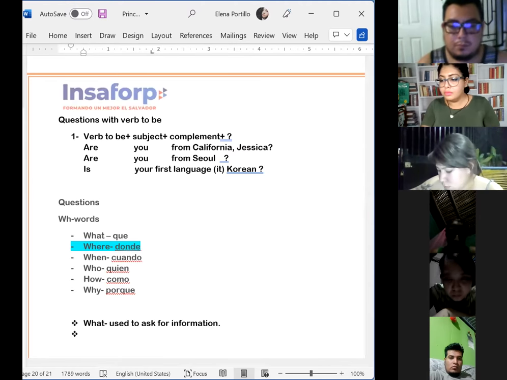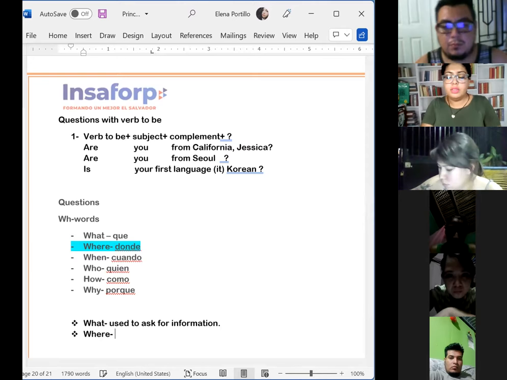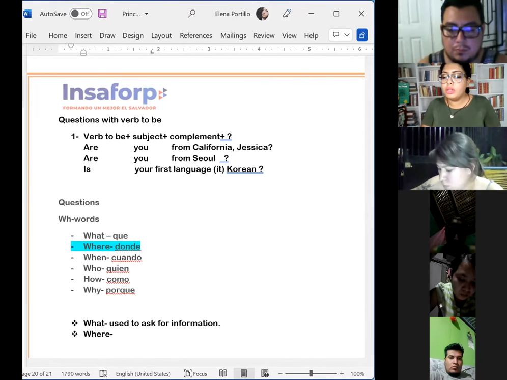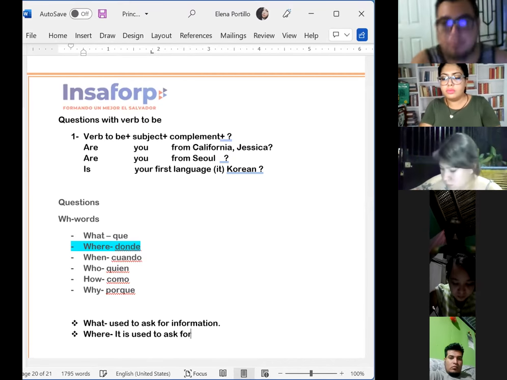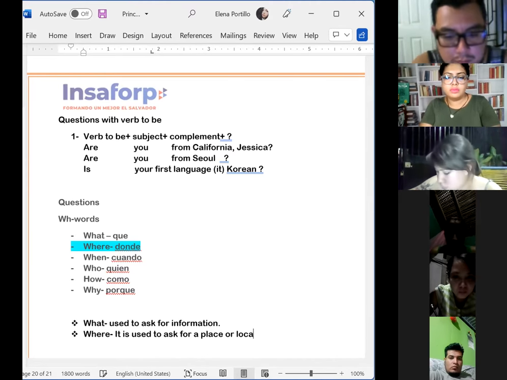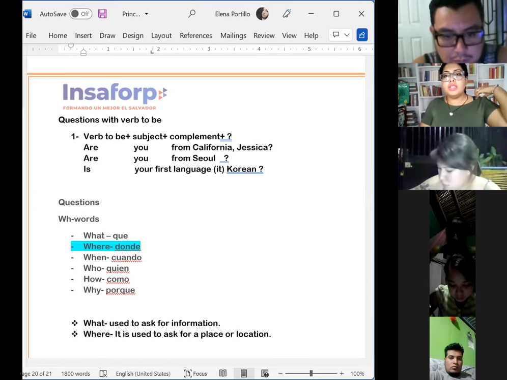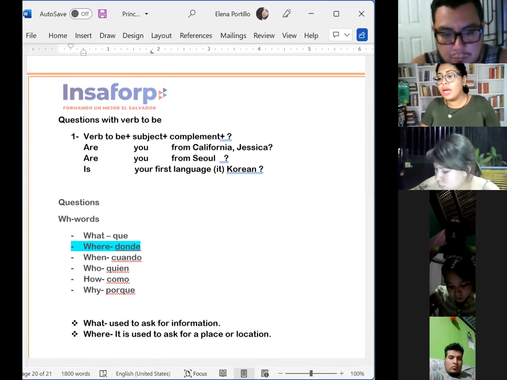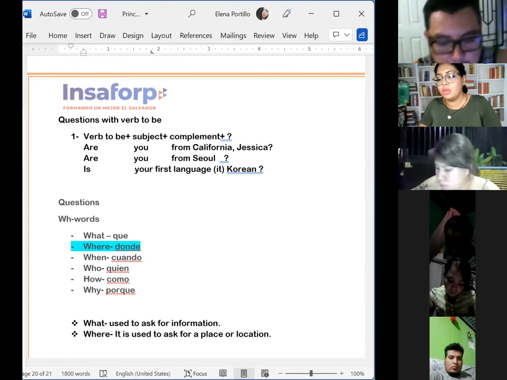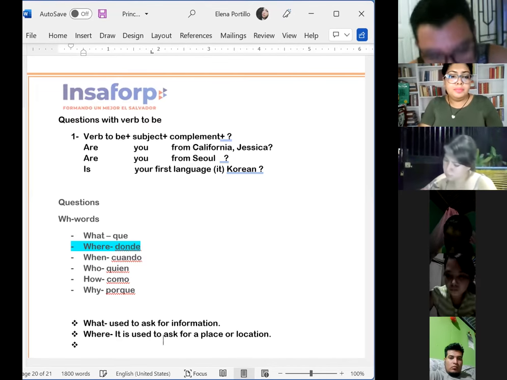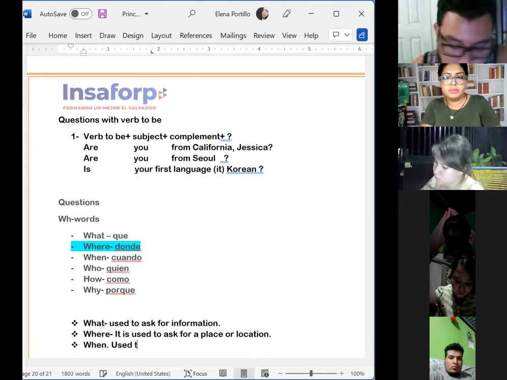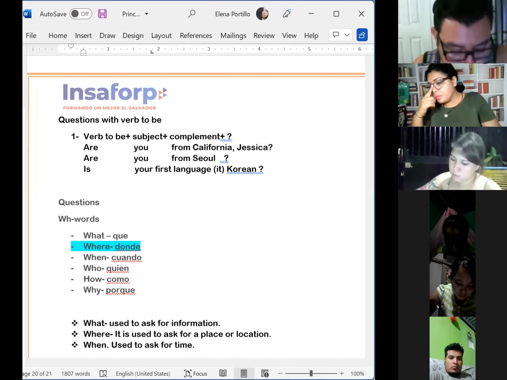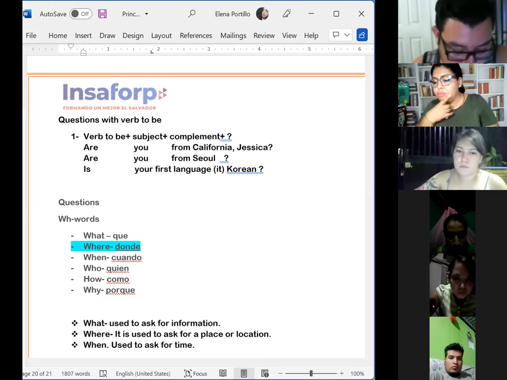Then we have where. It's used to ask for a place or location. Where in Spanish is dónde, lo utilizamos para preguntar por un lugar o una localidad, una locación, un lugar donde se encuentra ciertos lugares. Then we have when. And it says used to ask for time. Este lo utilizamos para preguntar por tiempo.